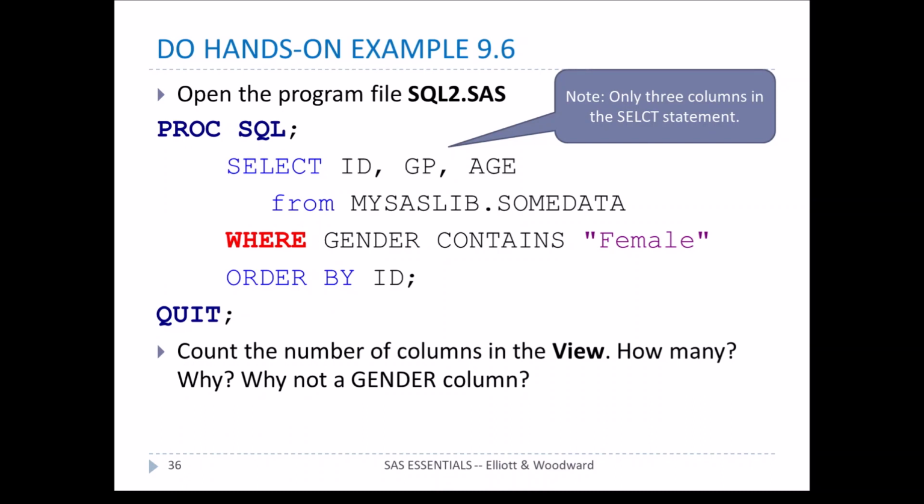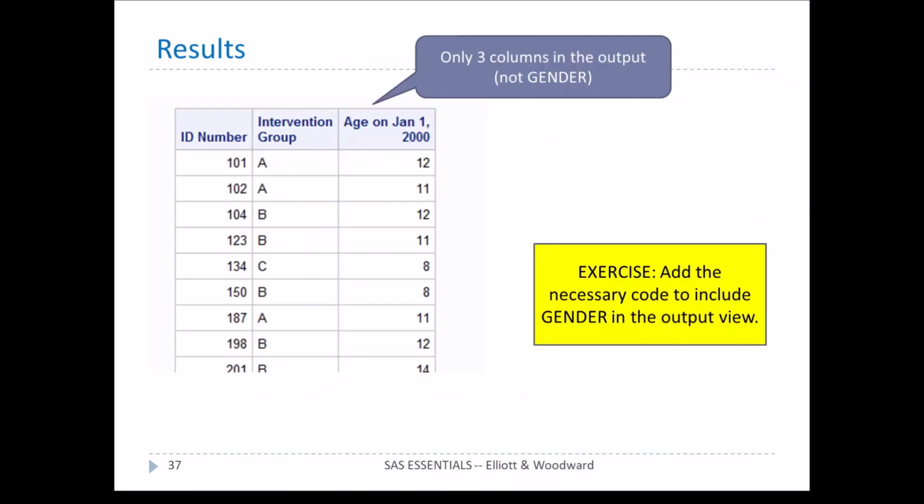Now, count the number of columns in this. We have 1, ID, 2, group, 3, age. Notice there is no other comma. So those are the only 3 columns that are going to be in this. We've seen this program before, but we're just looking now at the fact that even though we use gender in the where statement, it does not appear in the output because we didn't ask for it in the select statement. And so again, we have only the 3 columns we specifically requested.